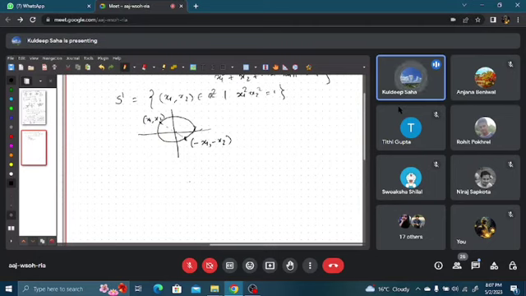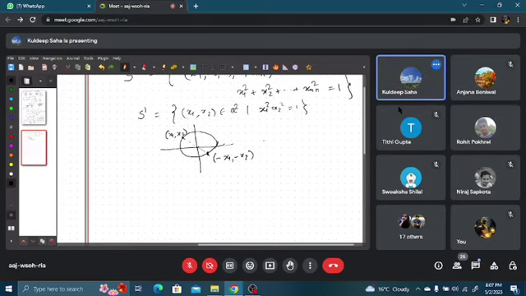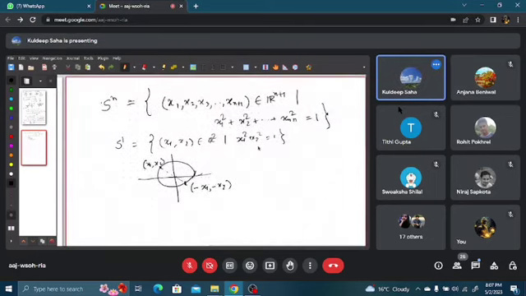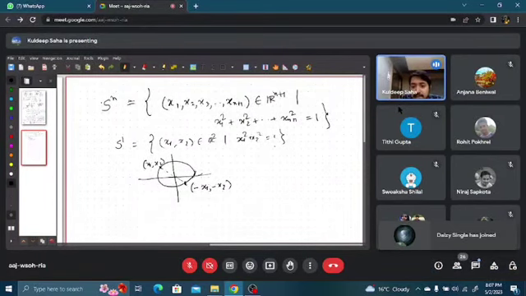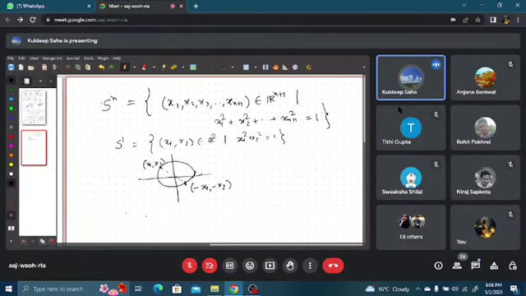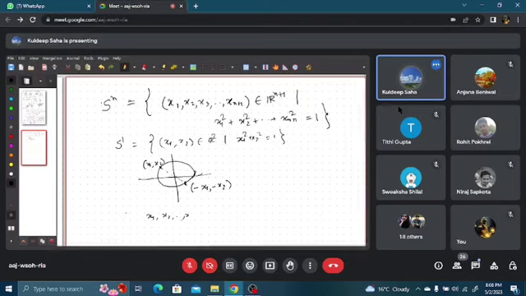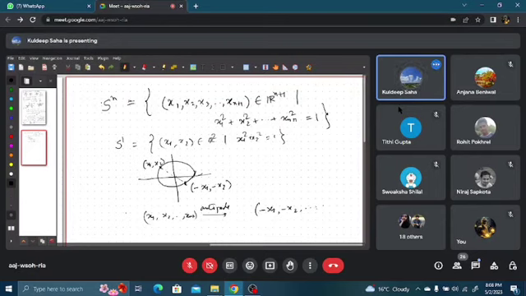Now, in general, over Sn, the antipode: if I take (x1, x2, up to x_(n+1)), the antipode is just minus of this, all of it. It is the exact opposite point with respect to the origin.